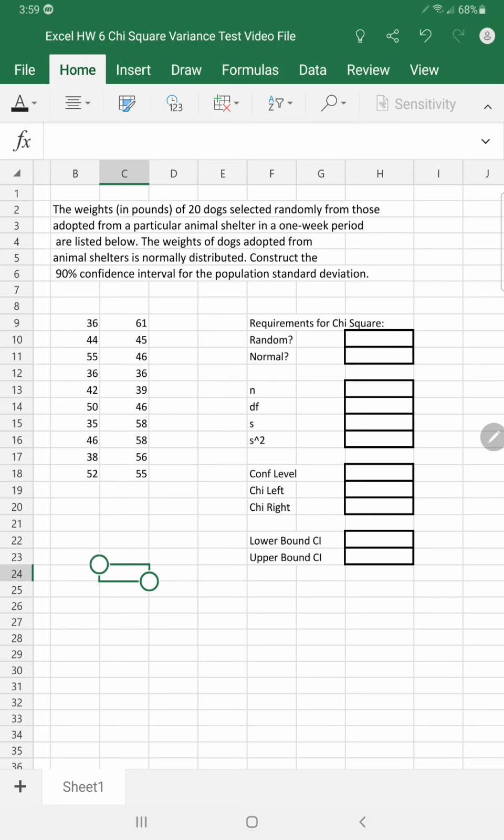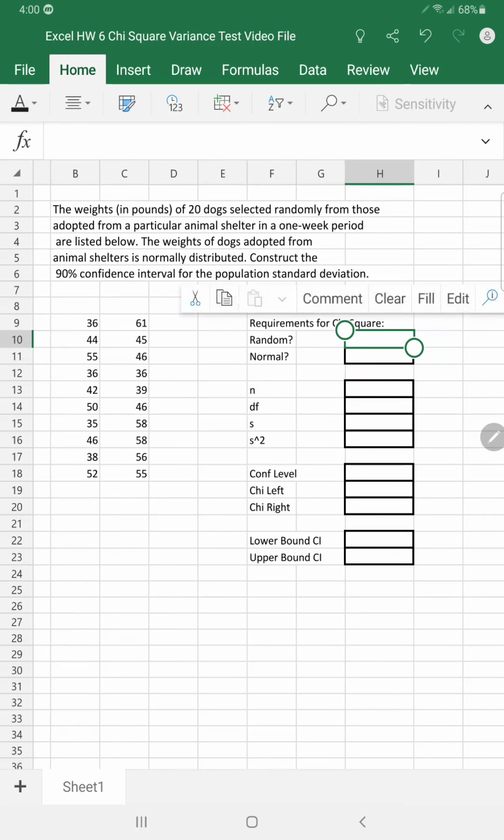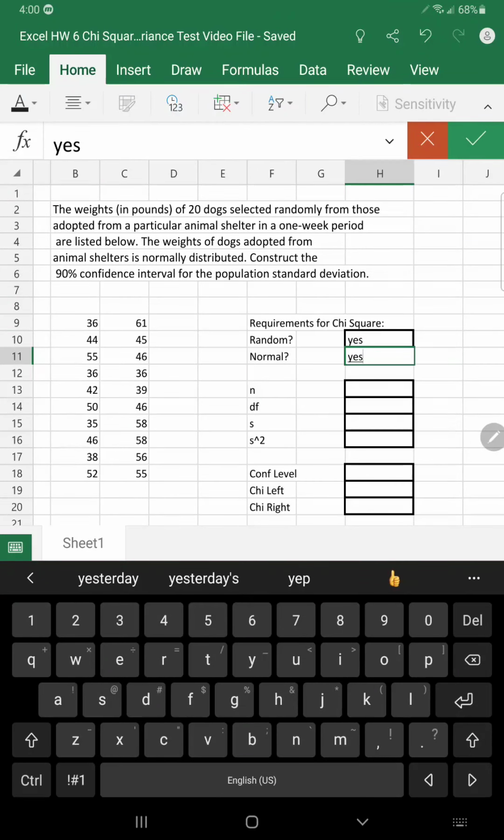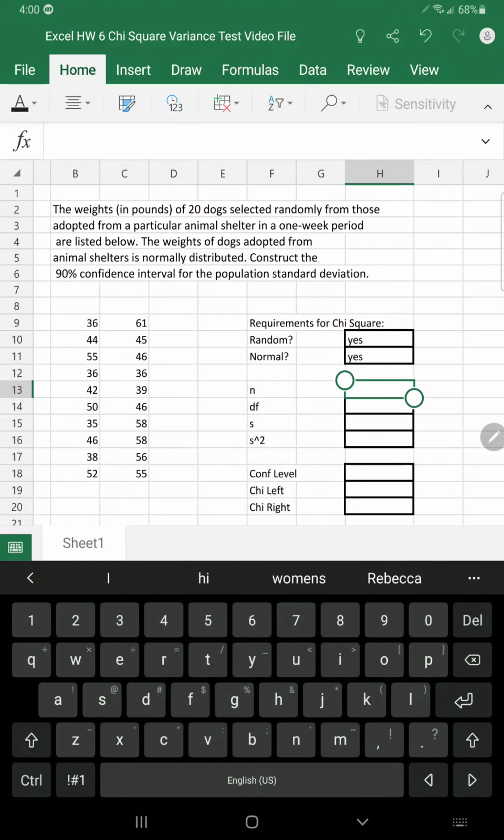So since we're asked about population standard deviation, this should be a good indication that we're going to use the chi-square distribution. But remember, we have to meet some requirements before we do that. The first requirement is that the data be randomly selected, and we are told that the dogs were randomly selected. So yes, we've met that. And also that the distribution needs to be normal, and we're told that the weights of dogs adopted from animal shelters is normally distributed. So we'll type yes in there to indicate that we've checked both of those requirements and can move forward using the chi-square.